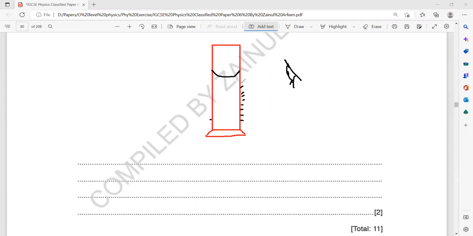So these are the markings. Read the bottom of the meniscus, look perpendicular, to avoid a parallax error. So these are the things you should do. Can we mention placing a lid, since there is heat loss due to temperature difference? Yeah, a lid is acceptable.